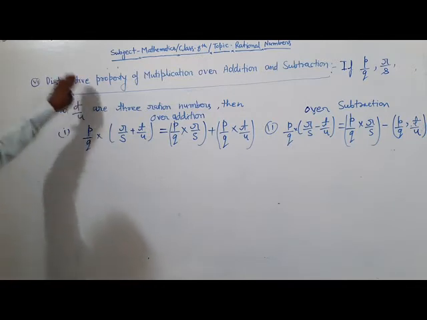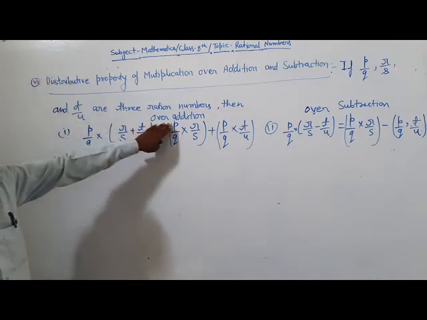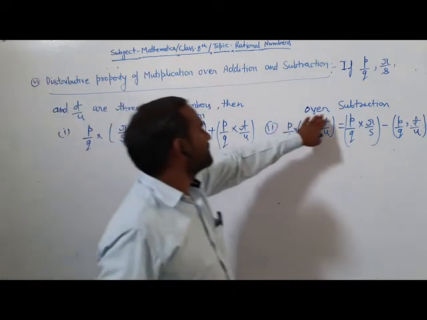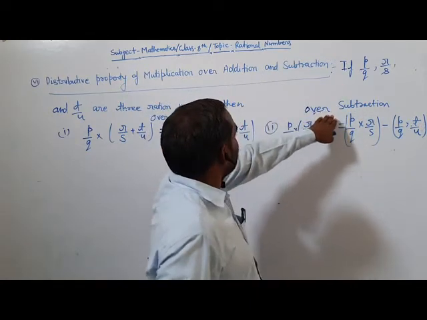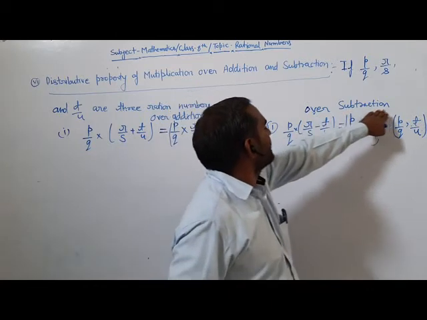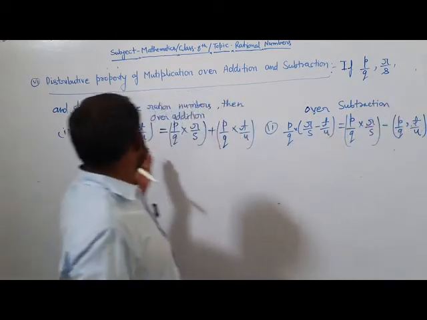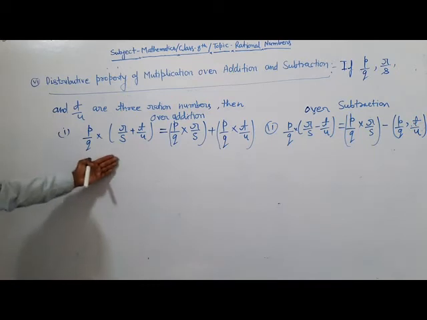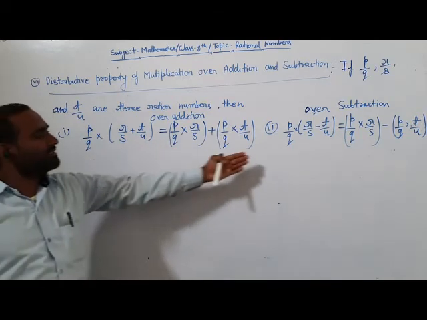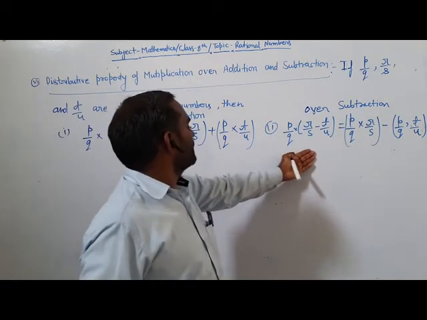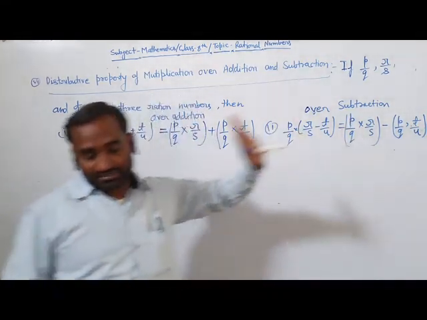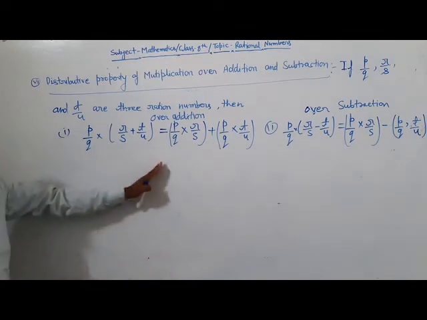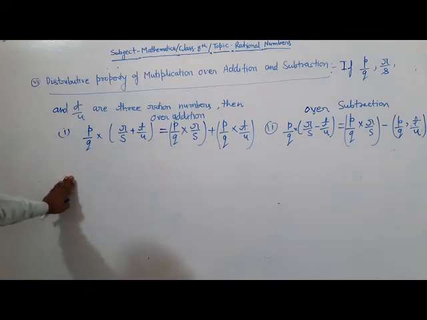This is the distributive property of multiplication over addition. This is the distributive property of multiplication over subtraction. In both cases, the left hand side and right hand side will be equal.